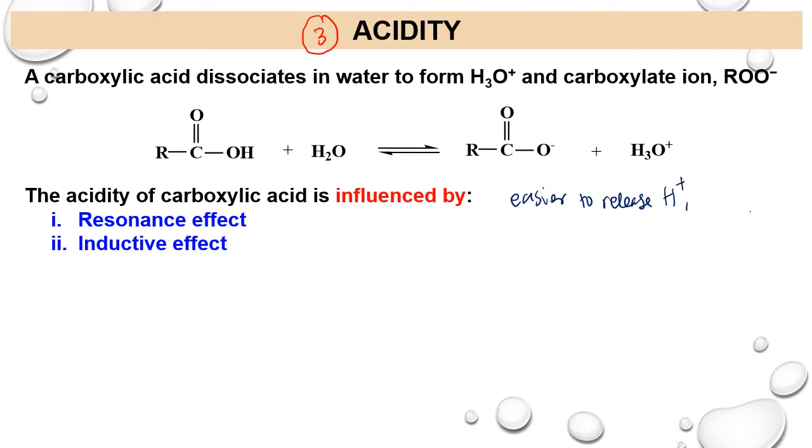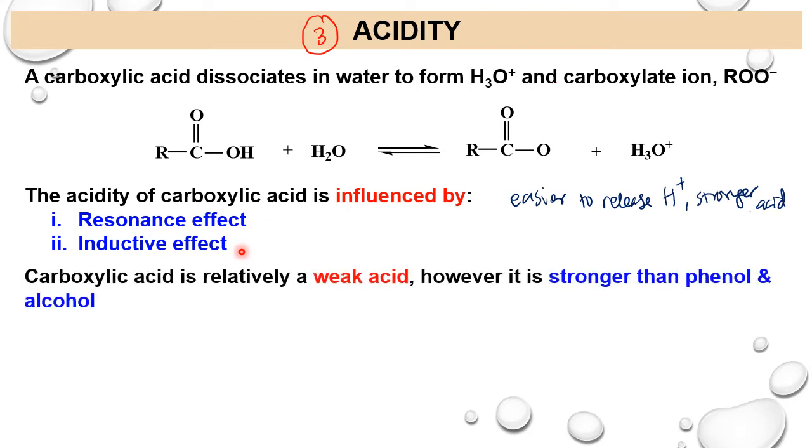Okay, maksudnya kita akan ada stronger acid. Kalau lagi susah dia nak release H+, you will have a weaker acid. Kiranya vice versa lah dekat sini. Okay, jadi the acidity of carboxylic acid, macam saya cakap tadi, bergantung kepada dua benda, kepada dua effect. Satu resonance effect, satu lagi adalah inductive effect.